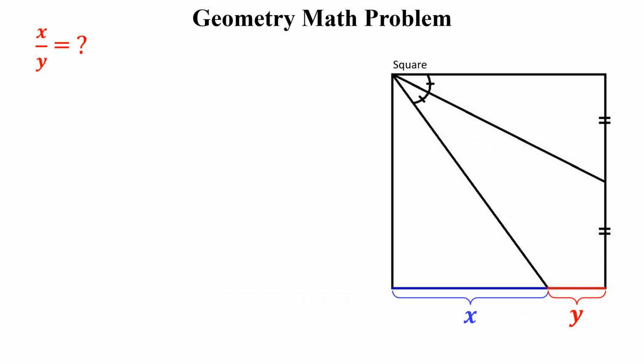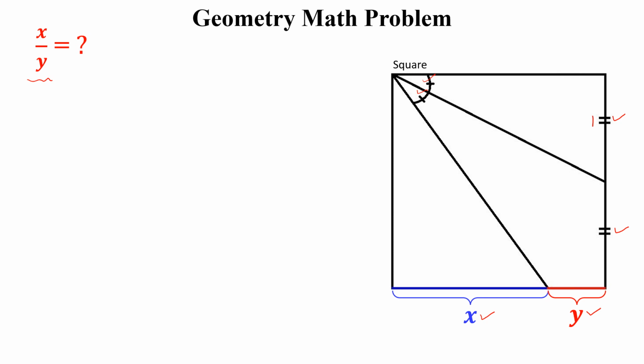The question is we have the square and this length are equal. These two angles are equal and this blue line is x and this red line is y. How can we calculate x divided by y? How can we solve this?